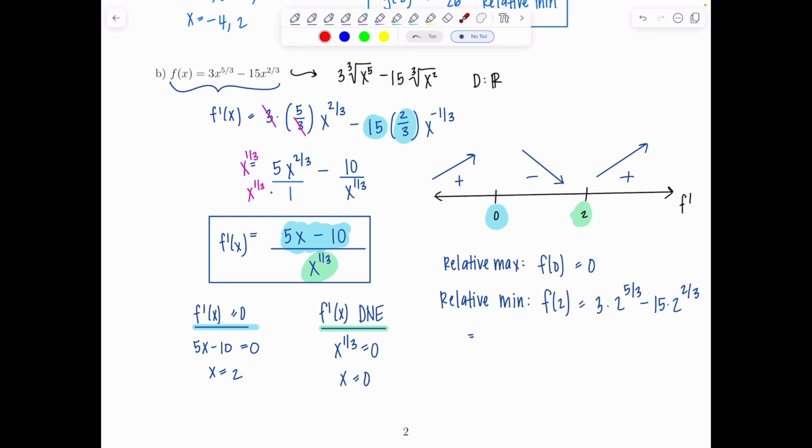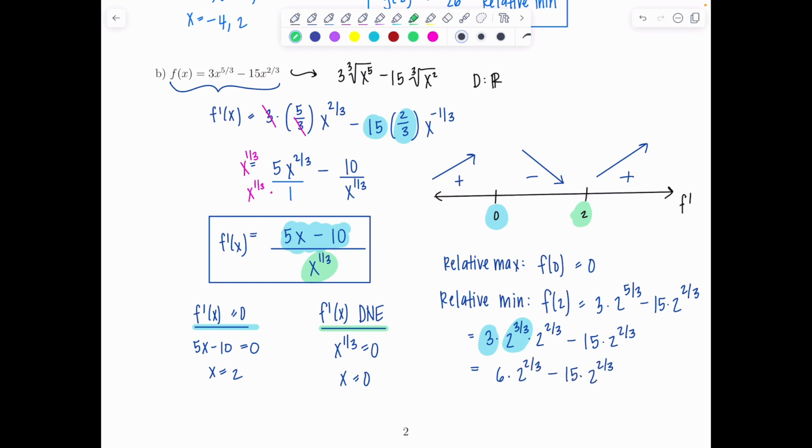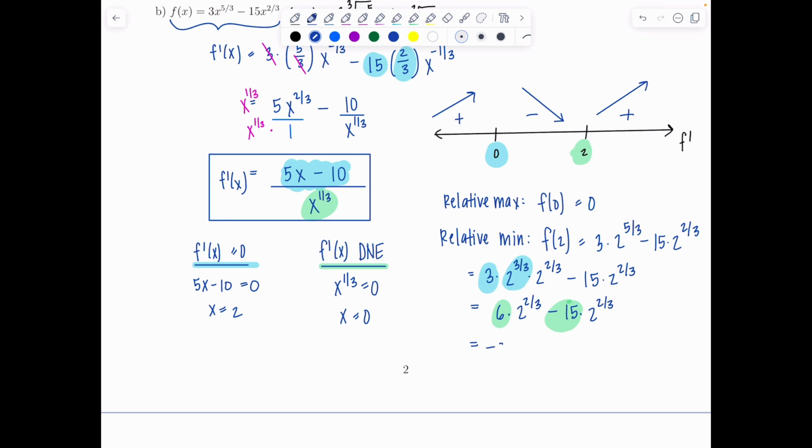But if you really die hard and you want to simplify it, 2 to the 5/3, I could write that as 2 to the 3/3 times 2 to the 2/3, right? Those add up to 5/3. Minus 15 times 2 to the 2/3. This is just 2 to the first. 2 times 3 is 6. So this is 6 times 2 to the 2/3 minus 15 times 2 to the 2/3. And then you can just, these are like radicals. So 6 minus 15, yep, that's -9 times 2 to the 2/3.